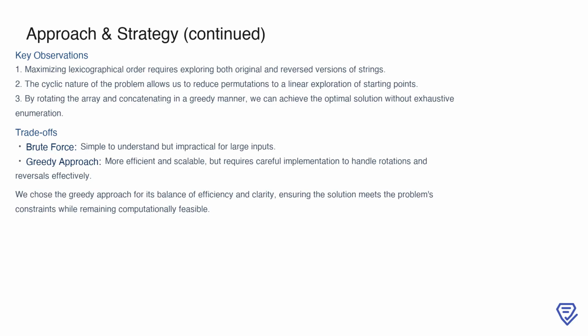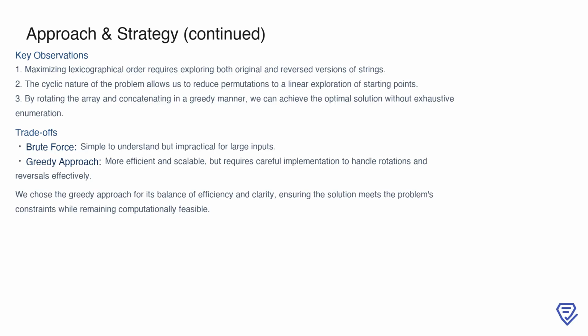To summarize, there are a few critical observations that underpin the greedy approach. First, to maximize lexicographical order, we must consider both the original and reversed versions of each string. Second, the cyclic nature of the problem allows us to replace exhaustive permutations with a linear exploration of starting points. By rotating the array and concatenating in a greedy manner, we can efficiently achieve the optimal solution.